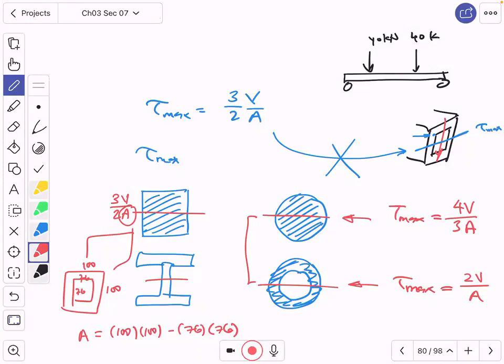So please correct this in your mind, and always remember that if this were true, we wouldn't need two equations for a hollow and a solid cross-section. It is different. Do you understand that?